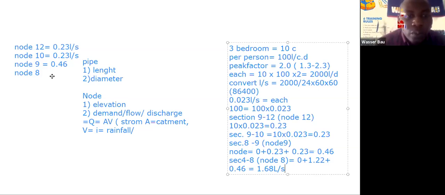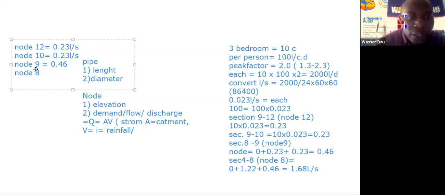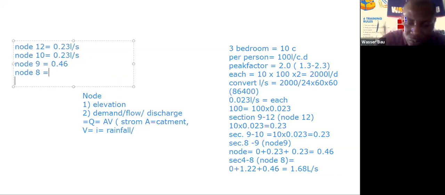So here we can now go here. Node 8 is equal to 1.68. So you can see the value is gradually coming up. That goes to tell you that as the discharge is increasing, that is how the pipe size is increasing.